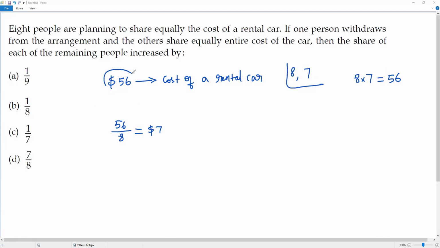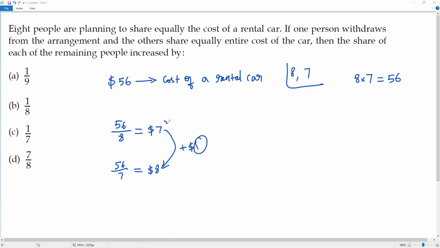What if this $56 is equally shared by 7 people? Now to get the share of each person, we have to divide 56 by the number of people, 7. Then we get $8. 56 over 7 is $8. Now, how much is the share of each person increased? The share of each person is increased by $1.